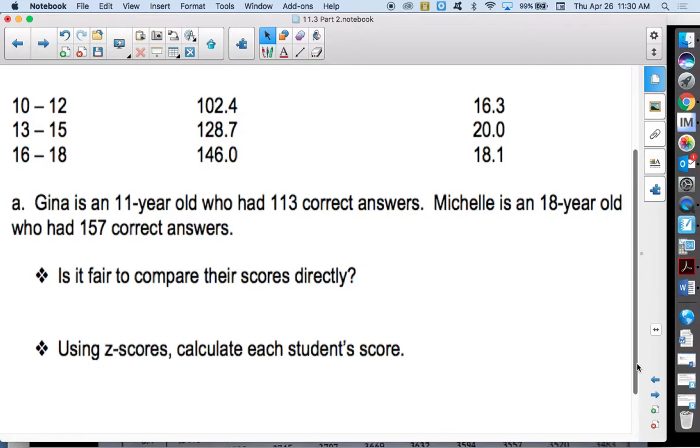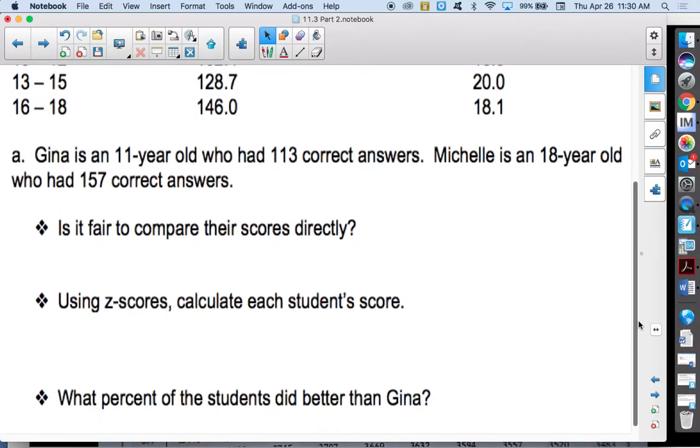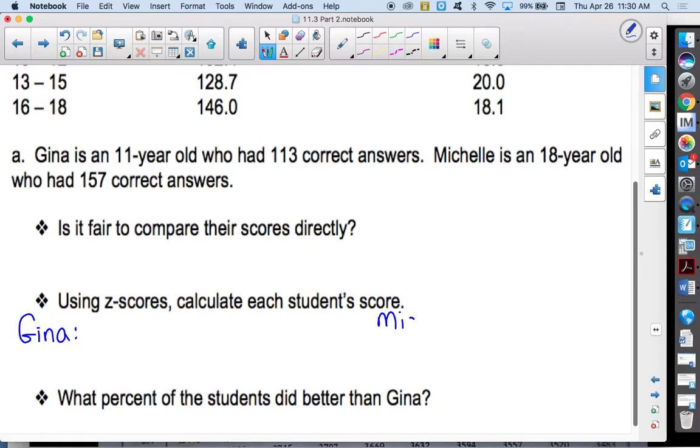So it says basic math. So we're going to see if we can actually determine which one of these scores is better. Because Michelle has 157 correct, does she have a better score? Did she perform better on the test than Gina did? And that's what a z-score can help us decide. So we're going to calculate a z-score for Gina, and we're going to calculate a z-score for Michelle.